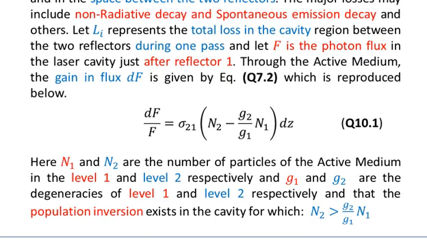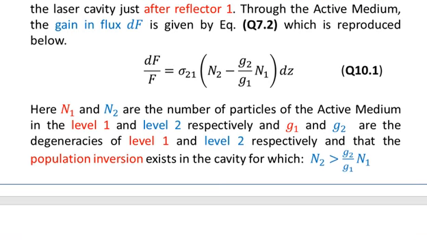So dF over F is equal to sigma 2, and within parenthesis we have N2 minus G2 over G1 times N1, and then this parenthesis is multiplied by dz, where N1 and N2 are the number of particles of the active medium in level 1 and level 2 respectively, and G1 and G2 are the degeneracies of level 1 and level 2 respectively, and that the population inversion exists in the cavity for which N2 is greater than G2 over G1 multiplied by N1.